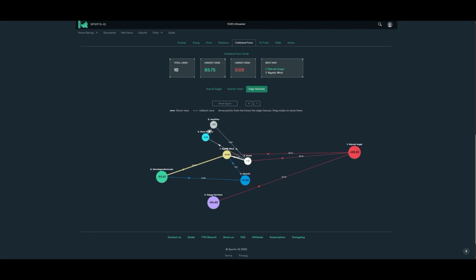The picture is very different. Instead of accumulating positive relationships, the network shows the form genuinely flowing away from him. He's losing key comparisons rather than winning them, and there aren't many routes pulling him back into contention.